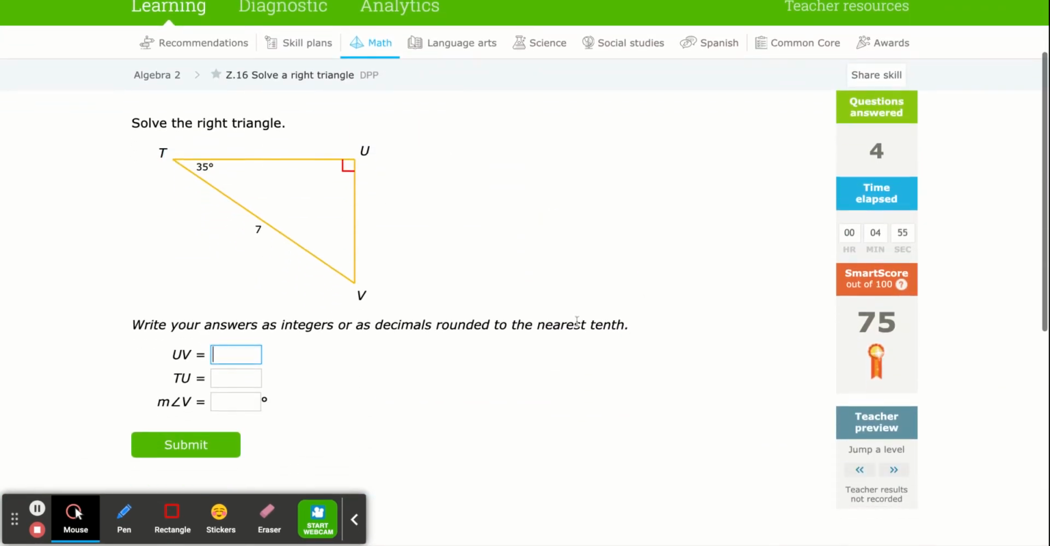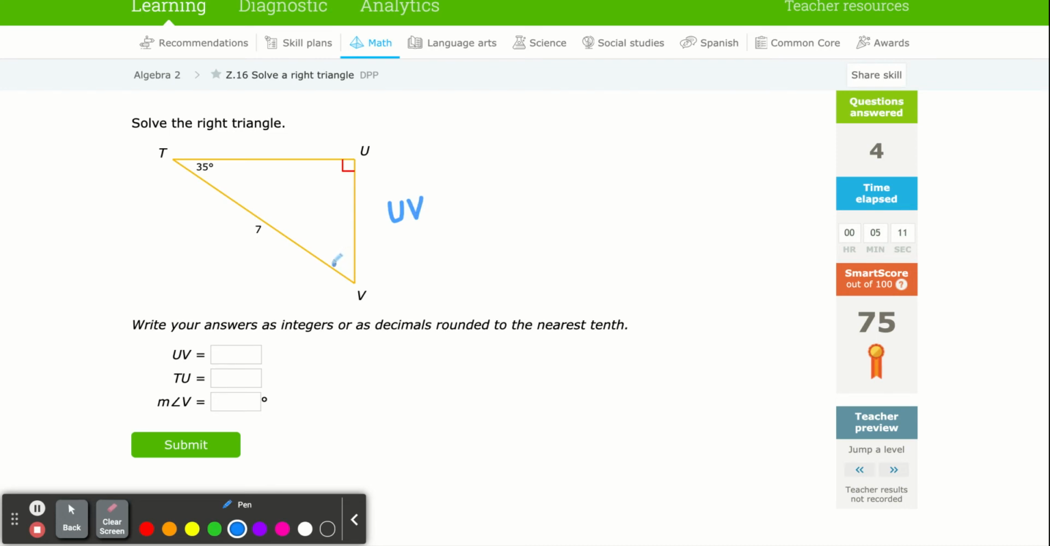But now eventually we're going to get to this type of a triangle. That's not a special 30-60 right triangle. So we're going to have to solve it a little bit differently. What we're going to do is I'm going to first solve for this side here, UV. I'm going to solve, well, actually, let's do the angle first.